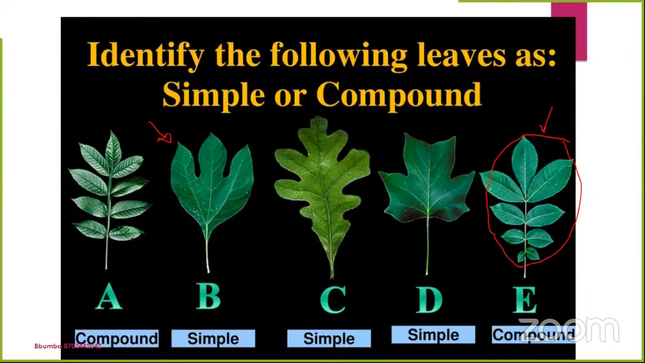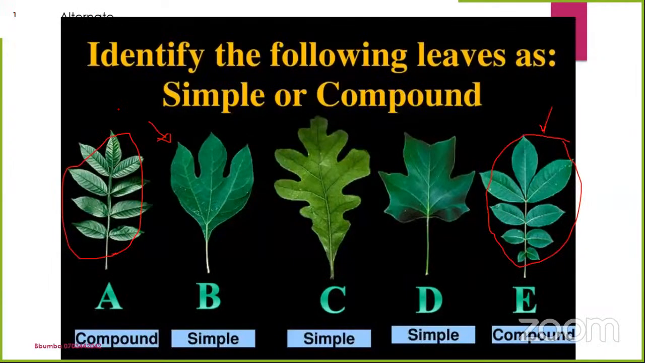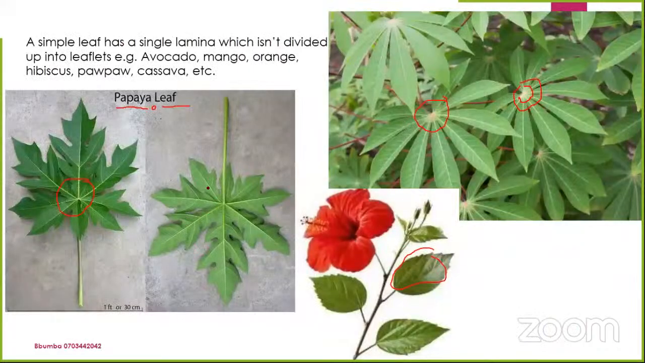Even A, its lamina is divided into leaflets, but these ones are not. And I even gave you my examples. This one is a compound. This one is a compound. This one is a compound. This one is a simple. This one is simple. So I want you to please take note of those differences. I even gave you an example of more simple leaves whose lamina are divided, but not into leaflets. So this one is a purple leaf. These are the ones which might disturb students and they fail to understand, okay? So I hope you are now comfortable with what I mean by simple and compound leaf.